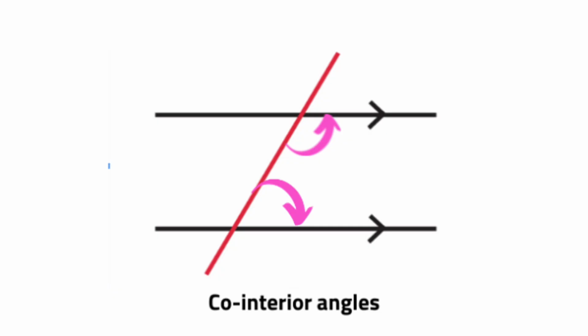Now these are co-interior angles, also called same-side interior angles. They live between the parallel lines on the same side of the transversal. Their measures add up to 180 degrees.